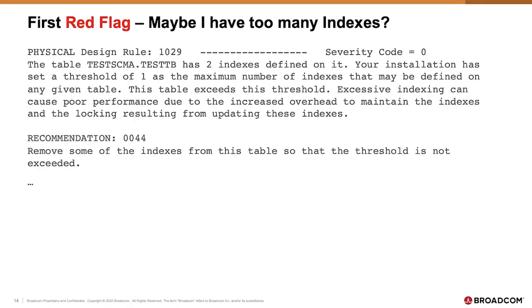As we continue to page down in the report, the first of a series of red flags appears. Maybe I have too many indexes. As you can see, design rule 1029 states that test_tb has 2 indexes, but our installation has a threshold of 1 as a maximum. The suggestion is that you remove some of the indexes from this table so the threshold is not exceeded. Now, to be honest, 2 indexes is really not too many, but for the purposes of this example, we have a threshold of 1.